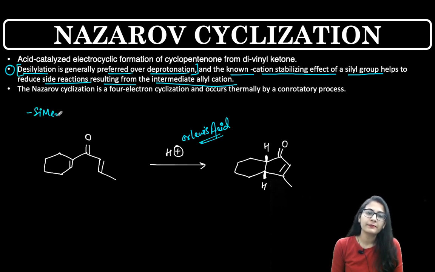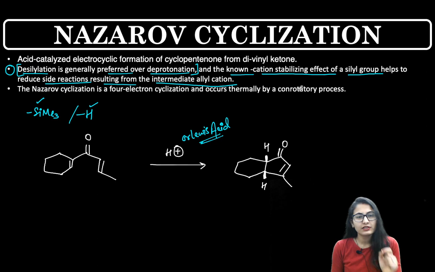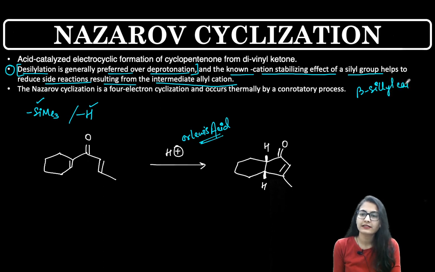For example, you know already that the polarity of silicon and hydrogen, both of them is positive, right? So they are positive polarity groups, so they behave in the same way. Just that there is one additional factor about silicon, that it is able to stabilize the beta silyl cations. That is the most important thing. It is able to stabilize the beta silyl cations, and that gives you a particular product. And as written here, it reduces the side reactions, right? So what are those side reactions which are possible?